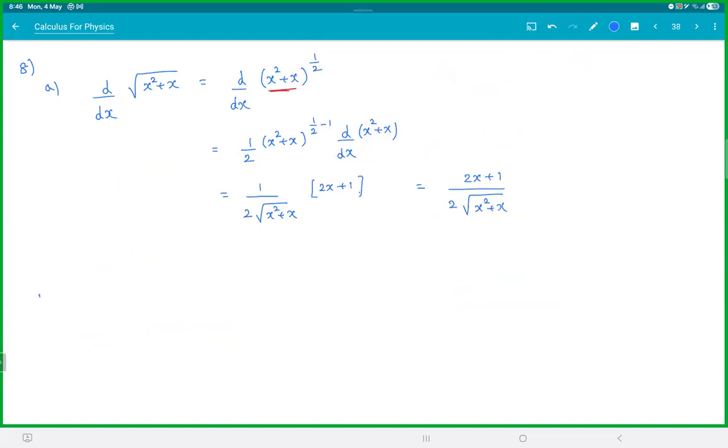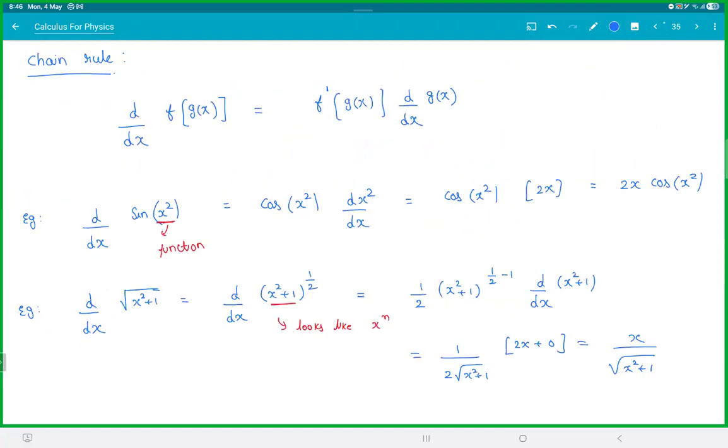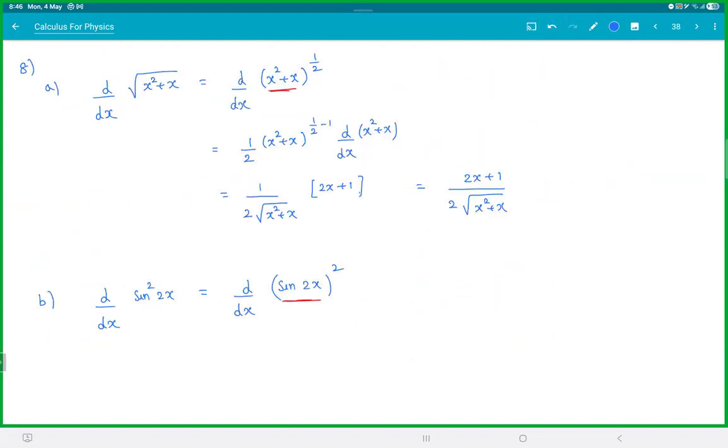What is the b? Sine square 2x. d by dx of sine square 2x. So this is looking like d by dx of sine 2x whole square. The important thing is always to see what general function this is looking like. This is looking like x power n, and in place of x we have sine 2x. I'm marking it in red every time. So this is what I mean by a function inside a function. That g of x was the function which is inside that f.